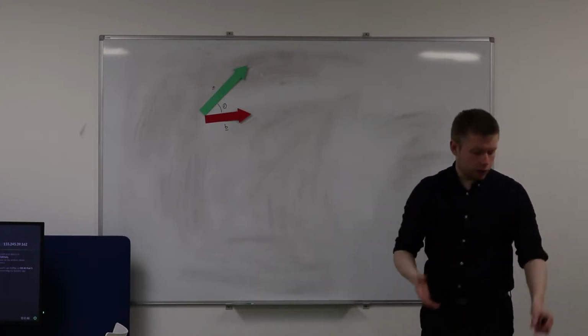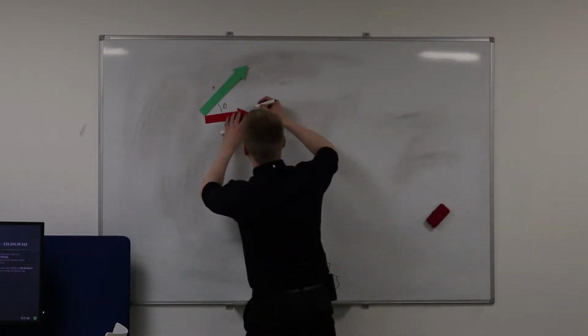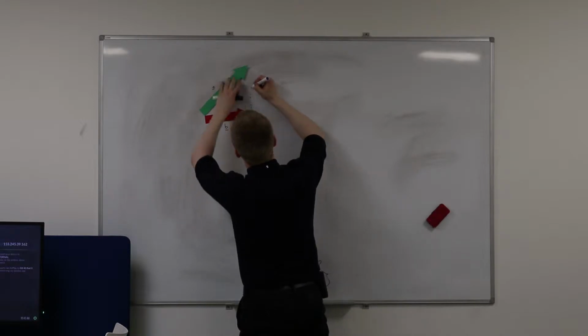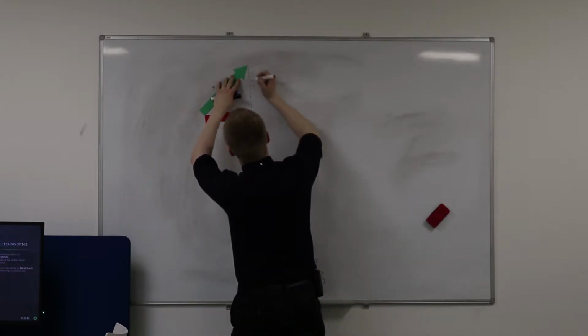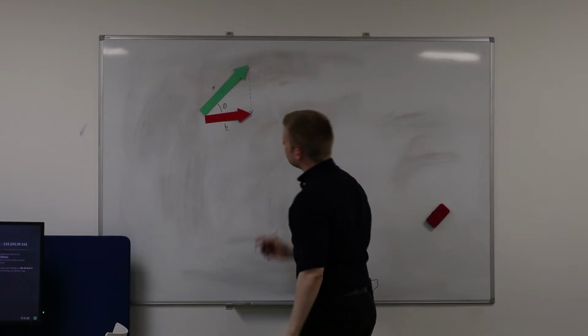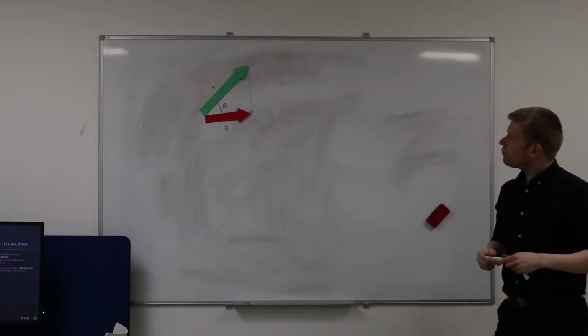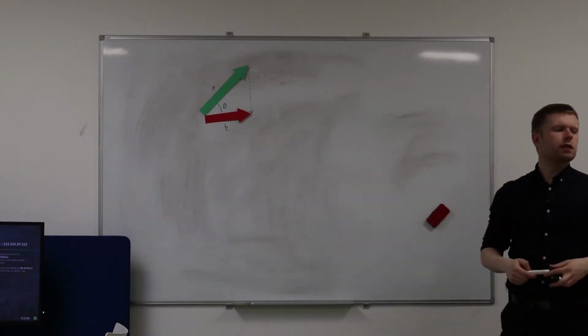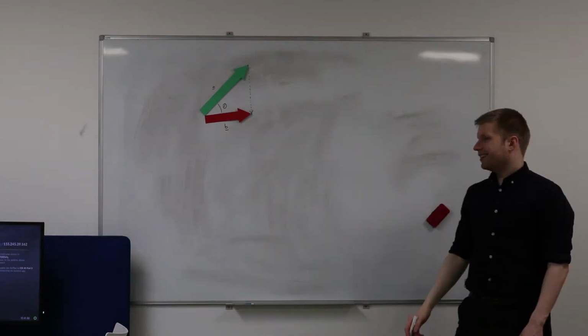Okay, so let's form a triangle. That's a really good idea. So let's join this to this, and let's form a vector, because we're working with vectors here. So let's form that vector there. Now, what would that vector be?